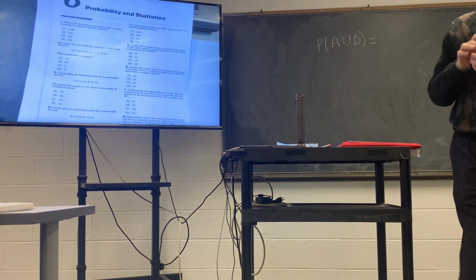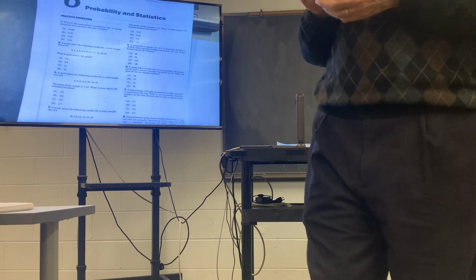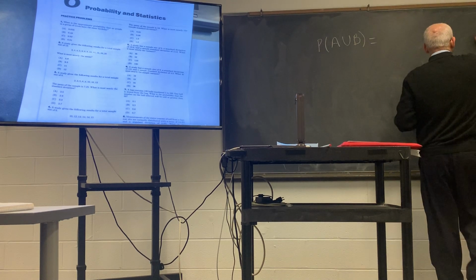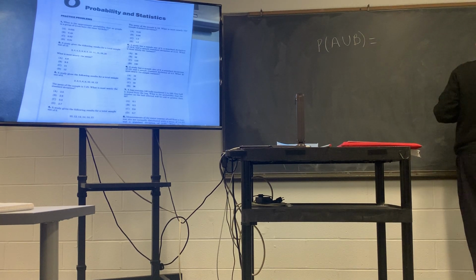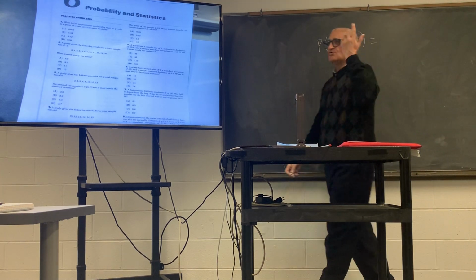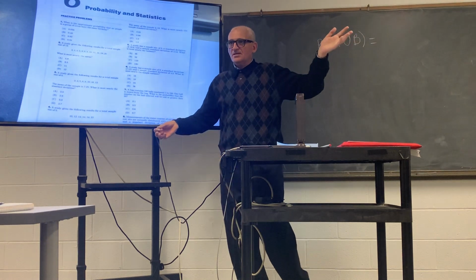The law of addition in probability, what is that? If they are not mutually exclusive, notice if I draw a Venn diagram, here is A, here is B, and they are mutually exclusive. So if I say A or B, of course, it's a sum of them.